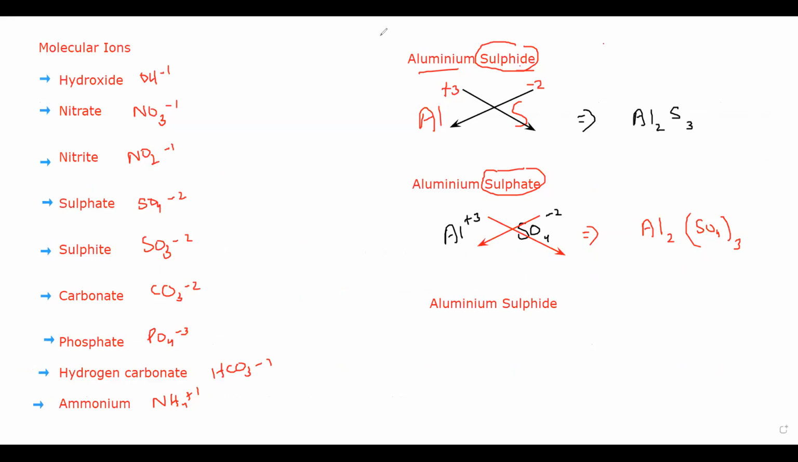If I want to write a chemical formula for aluminum sulfide, aluminum is Al with a charge plus 3 and sulfide is S with a charge minus 2, or 2 minus. Valencies are already simplified, so we simply cross multiply them. When we cross multiply, 2 will come with aluminum and 3 will come with sulfide ion. So the formula for aluminum sulfide is Al2S3.